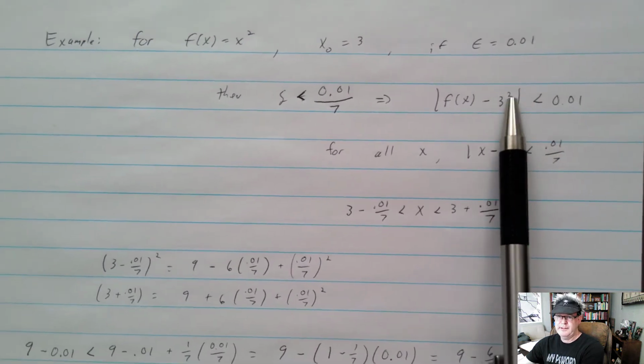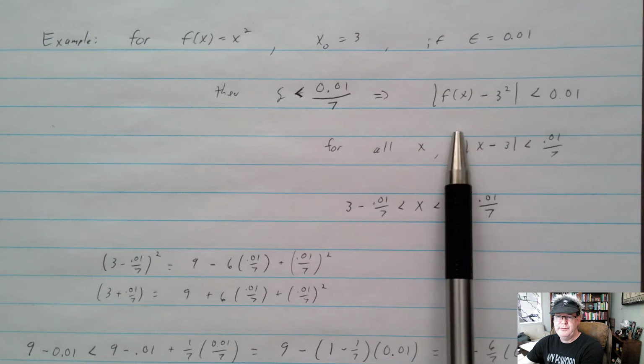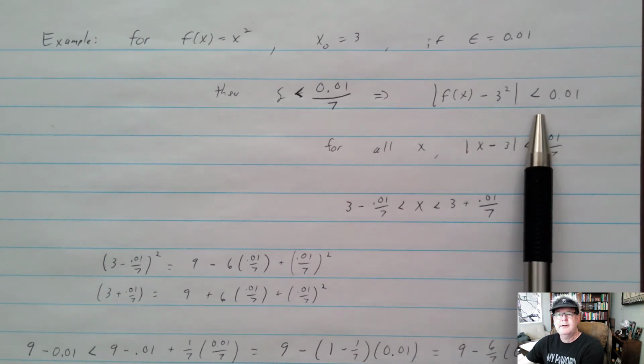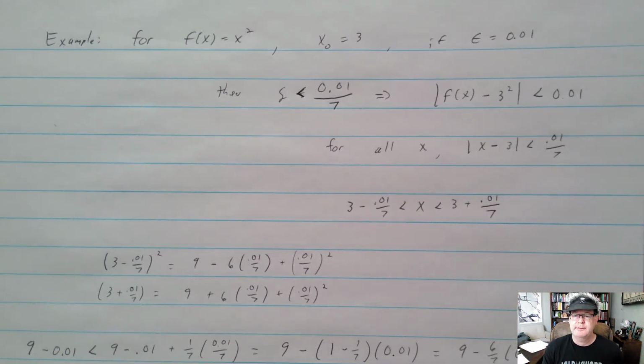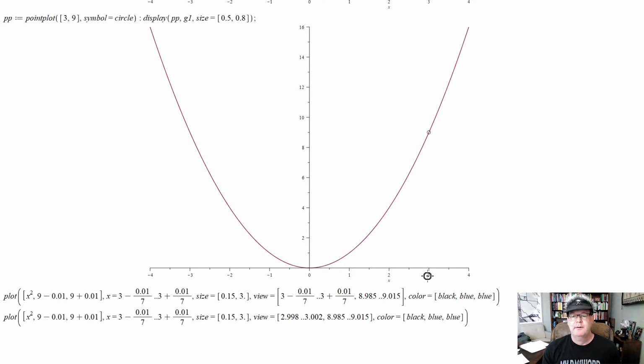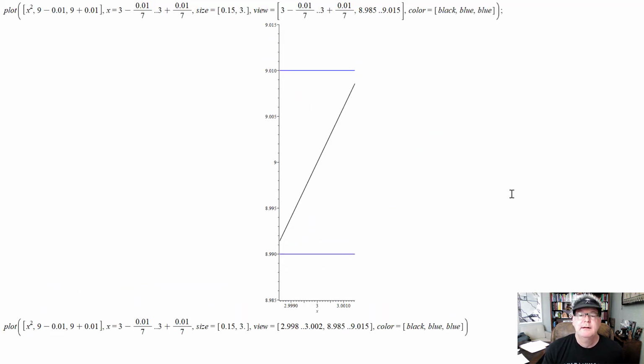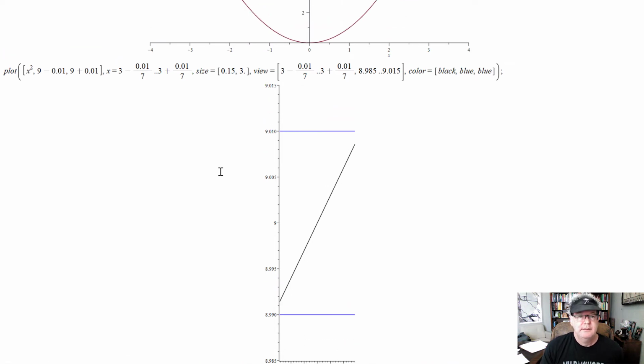Right? So you give me the epsilon first, and then I'll find the interval so that I'm always within 0.01 of 3 squared, 9. And let's look at a picture of that first. So there's the parabola, and we're investigating continuity at this point 3, 9, and here it is. So my delta is right here, 3 minus 0.01 over 7, 3 plus 0.01 over 7. So in other words, 3 plus or minus delta. So for all the x's in that interval, the y's are going to be inside.